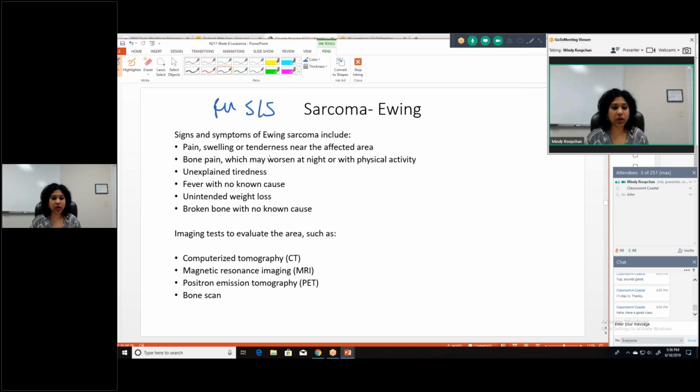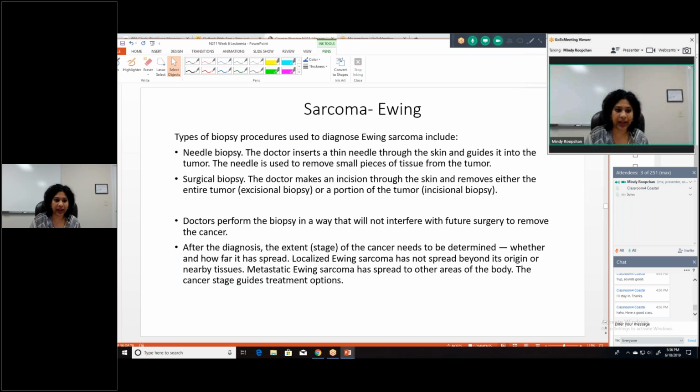So this is for Ewing sarcoma: pain, swelling, tenderness in the area, bone pain which is worse at night or with physical activity, just feeling tired, fever with no cause, weight loss, and broken bones with no cause. Imaging tests to evaluate the area: you guys know what these are already: CT, MRI, or a bone scan. This is how we are going to evaluate the area.